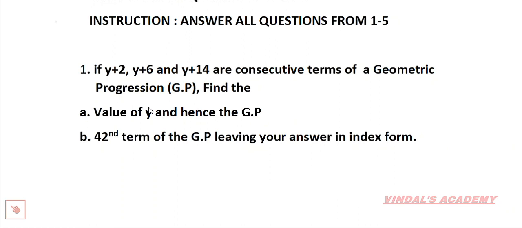Let me pick my pen. It said if y over 2, y plus 2, y plus 6, and y plus 14 are consecutive terms of a GP, find the value of y, hence find the GP, and the second term of the GP, leaving your answer in index form. All right.